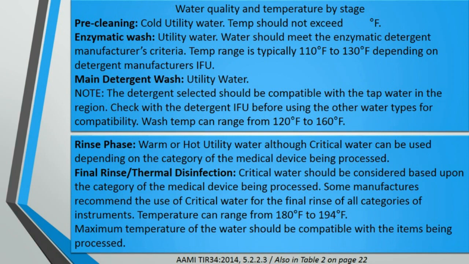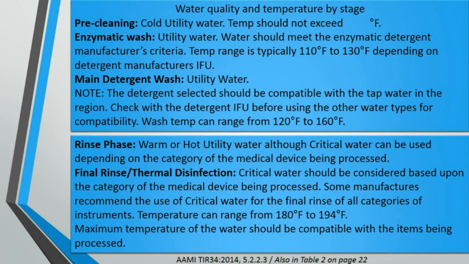Once we hit our enzyme wash, oh, I'm sorry, there's a little piece in here, each one of these defining the kind of water as well. So that's cold utility water, and blood can be washed away with cold water. We don't need a ton of chemical action just yet at that part of cleaning. Then we move to enzymatic wash. That is utility water again, and that water should meet the enzyme detergent manufacturer's criteria. Typically, you see it about 110 to 130, depending on the manufacturer.